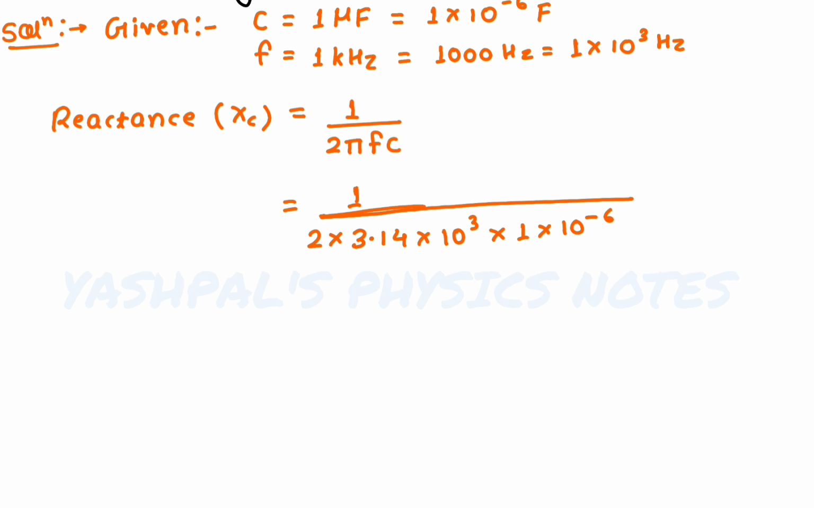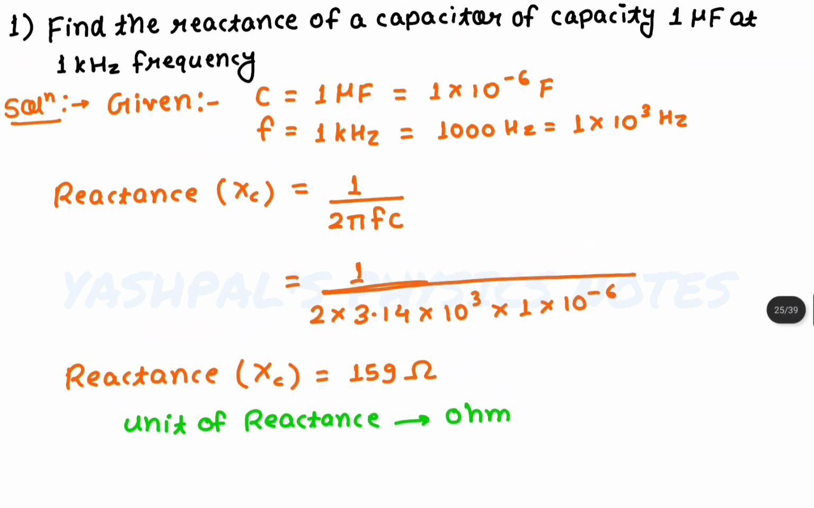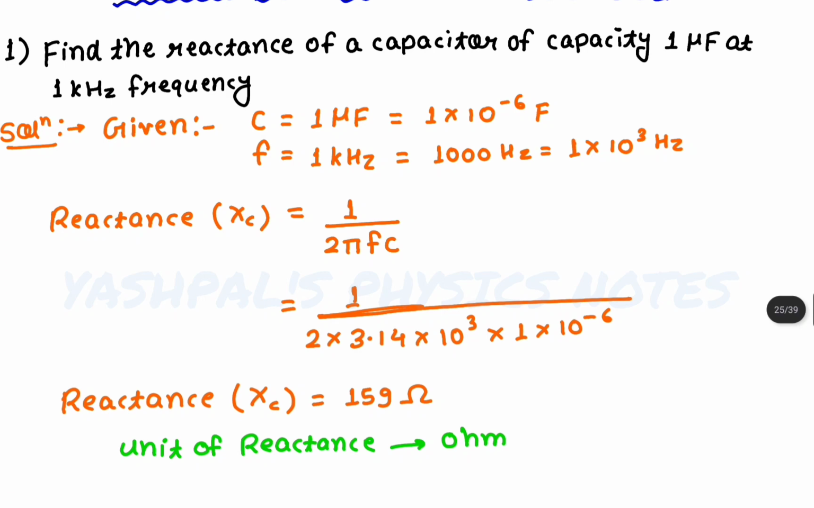Now after solving, we get the reactance, that is Xc is equal to 159 ohm. Remember that the unit of reactance is ohm. So here I am writing one note: unit of reactance is ohms. So this was the question asked for 1 mark in the winter 17 and also the summer 17 exam.